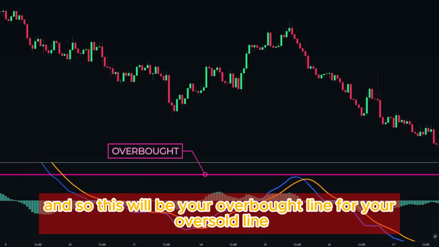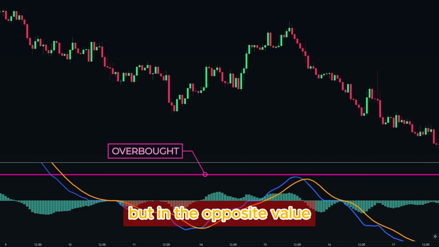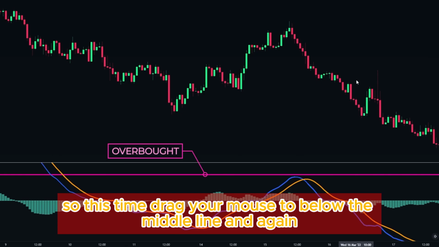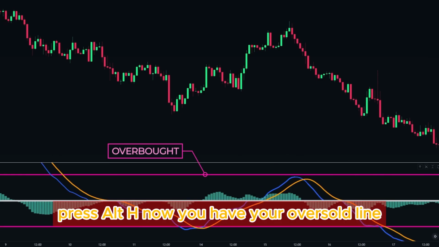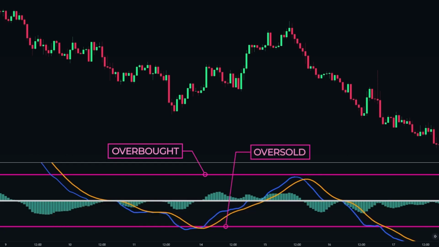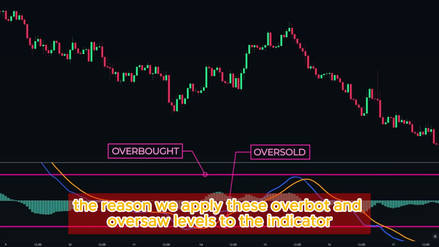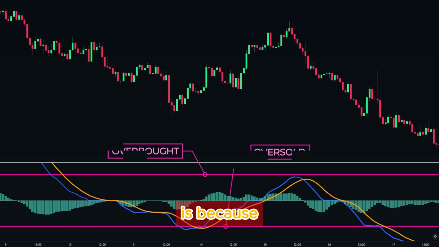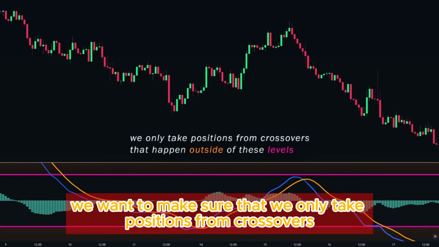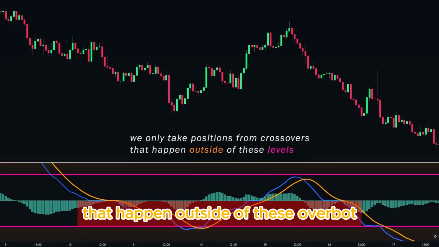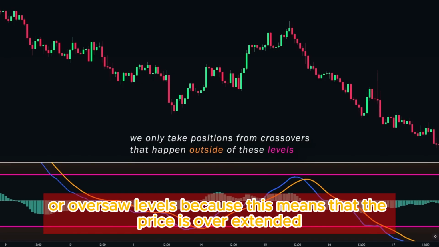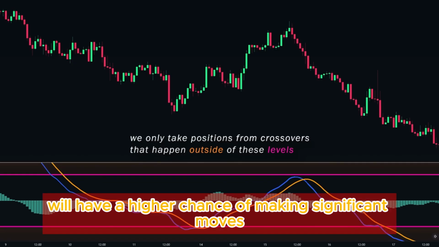And so this will be your overbought line. For your oversold line, you do the exact same thing, but in the opposite value. So this time, drag your mouse to below the middle line, and again, press Alt-H. Now you have your oversold line. So, the reason we apply these overbought and oversold levels to the indicator is because we want to make sure that we only take positions from crossovers that happen outside of these overbought or oversold levels, because this means that the price is overextended, and prices that are overextended will have a higher chance of making significant moves.